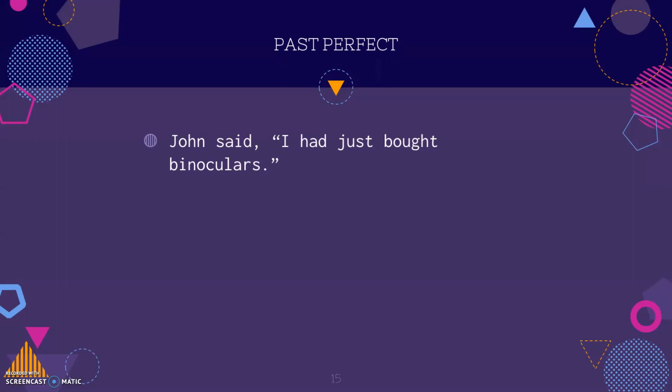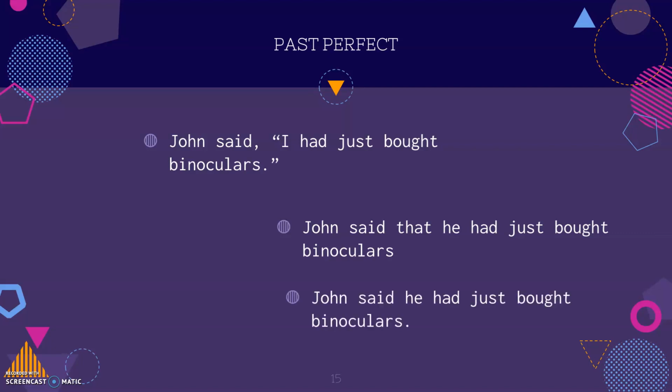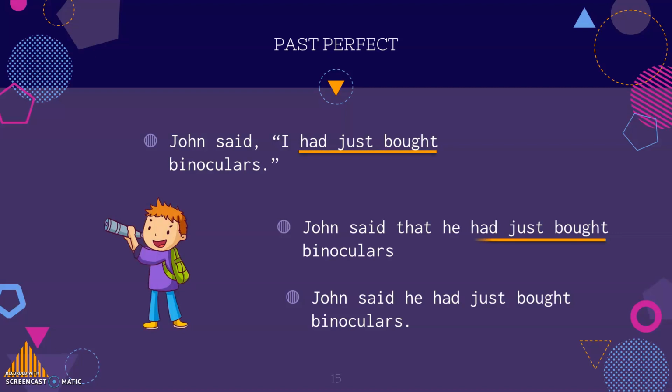For past perfect, John said, "I had just bought binoculars." This will be changed to "John said that he had just bought binoculars." Or "John said he had just bought binoculars." Had just bought is in the past perfect. Notice that it has no change at all. I becomes he.